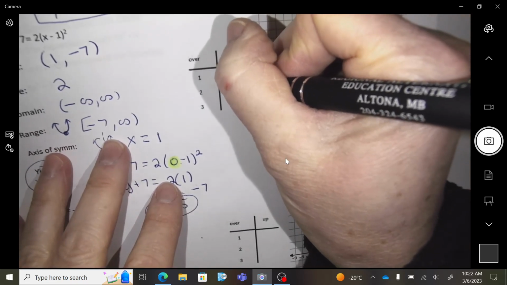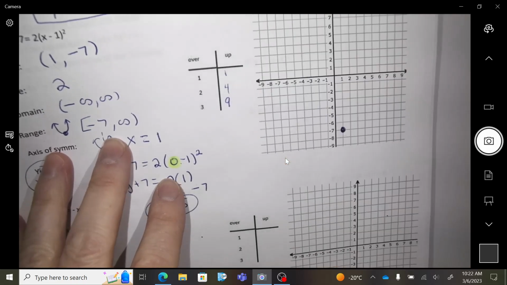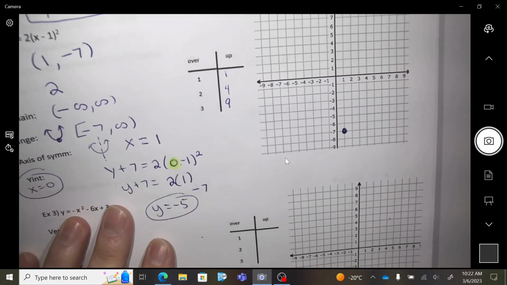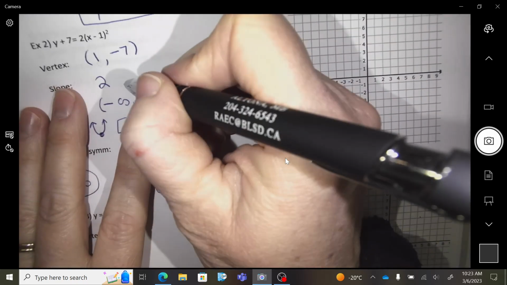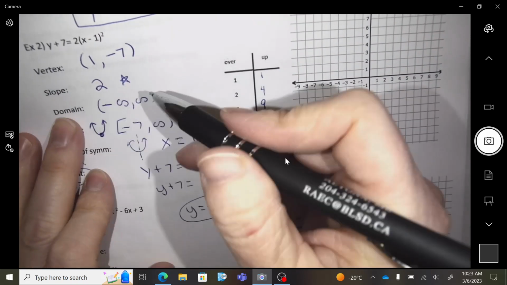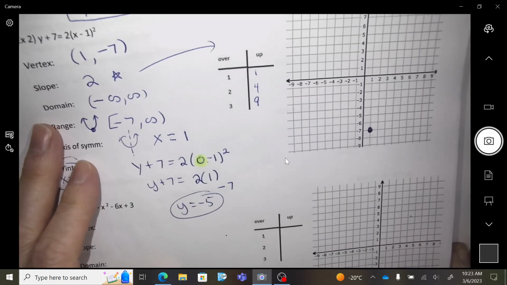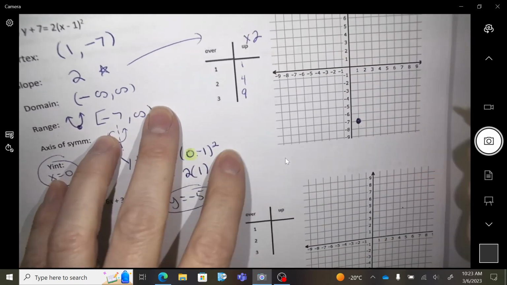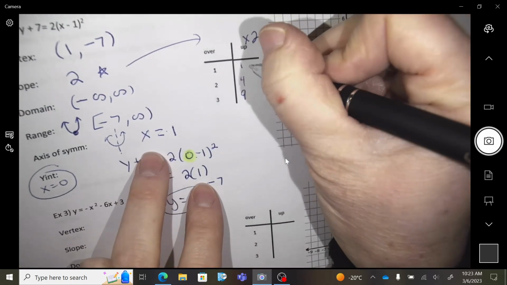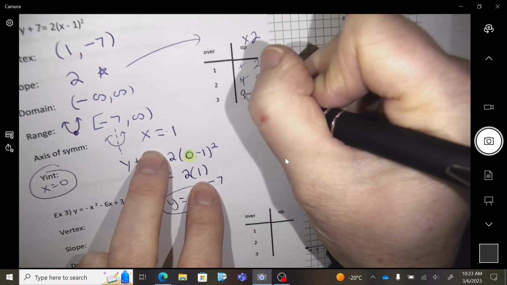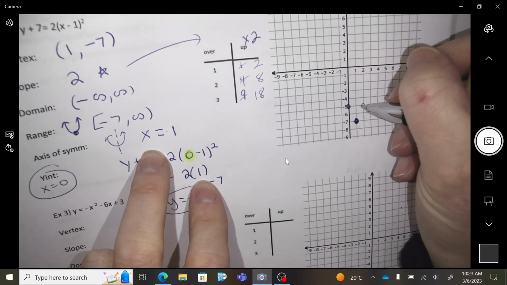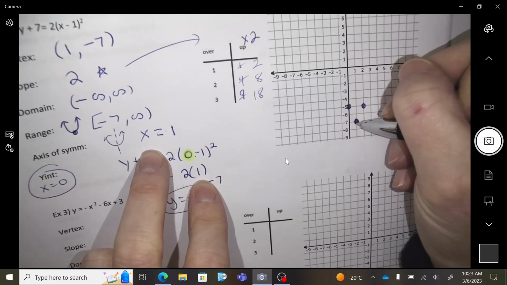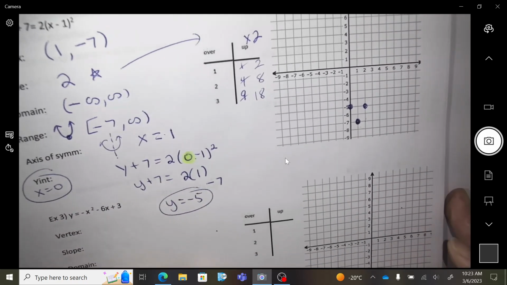I'm going to start 1, 1, 2, 4, 3, 9. But I'm not going to do that maneuver, because my slope is 2. So what am I going to do to the chart now? Times the up pattern, the heights, by 2. So this is 2, 8, 18. So I went over 1, up 2.